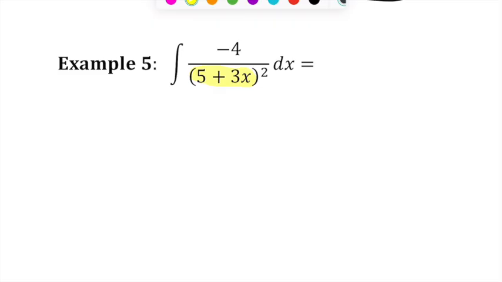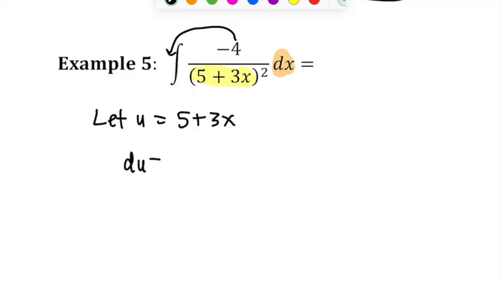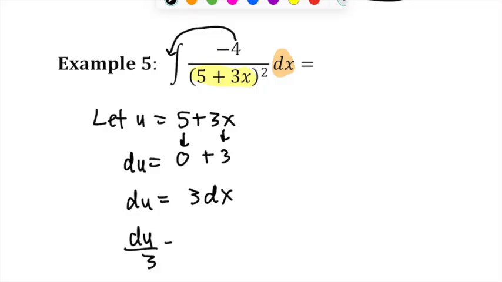This is what's kind of holding this up. We can move the negative 4 out in front because it is a constant. So we're going to let u equal 5 plus 3x. My du is going to be 0 because the derivative of 5 is 0, and the derivative of 3x is 3. And then if I solve for dx by dividing by 3, I get that my dx is now du over 3. And so let's substitute back in.